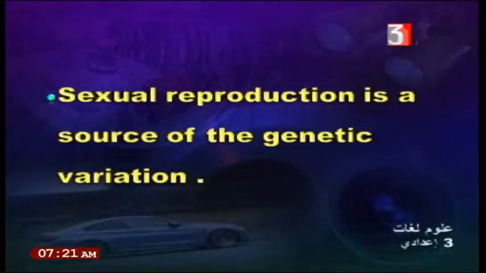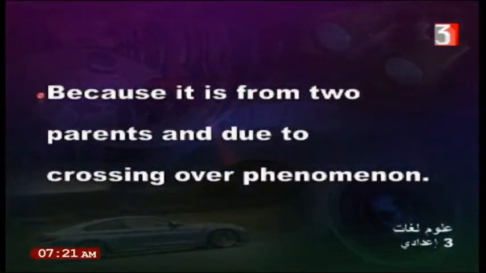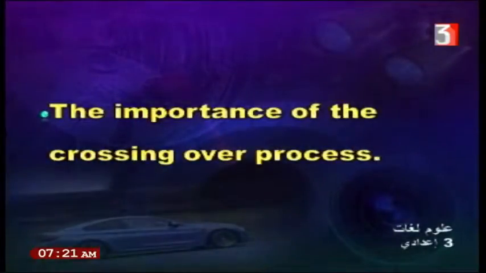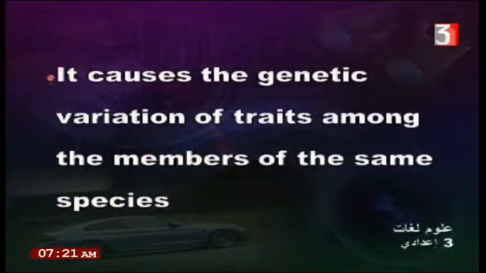Sexual reproduction is a source of genetic variation because it is from two parents and due to the crossing over phenomenon. The importance of the crossing over process: it causes genetic variation of traits among the members of the same species.